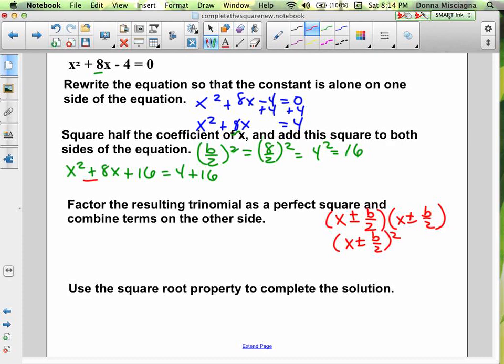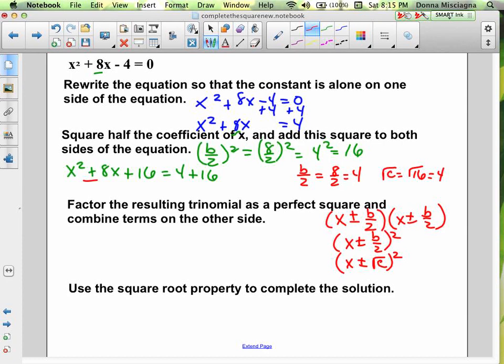The other way you could think of it is x plus or minus the square root of c. Because b divided by 2 is 4, since b was 8 and 8 divided by 2 is 4. And c is 16, and the square root of 16 is also 4. So b divided by 2 is 4, and the square root of c is also 4. Whichever way you prefer to think of it is fine with me. I usually think of b divided by 2 rather than the square root of c, but if you like the square root of c, it is the same thing.